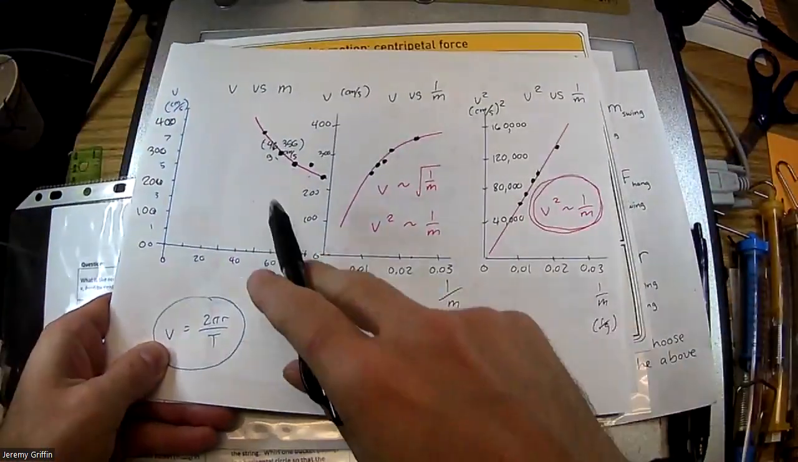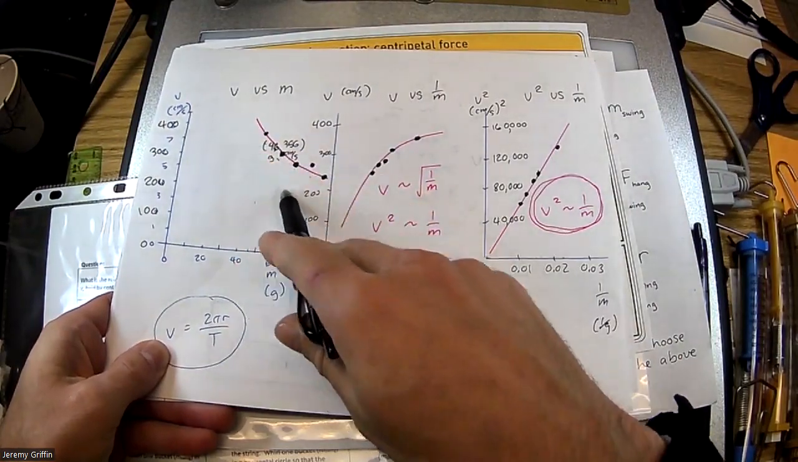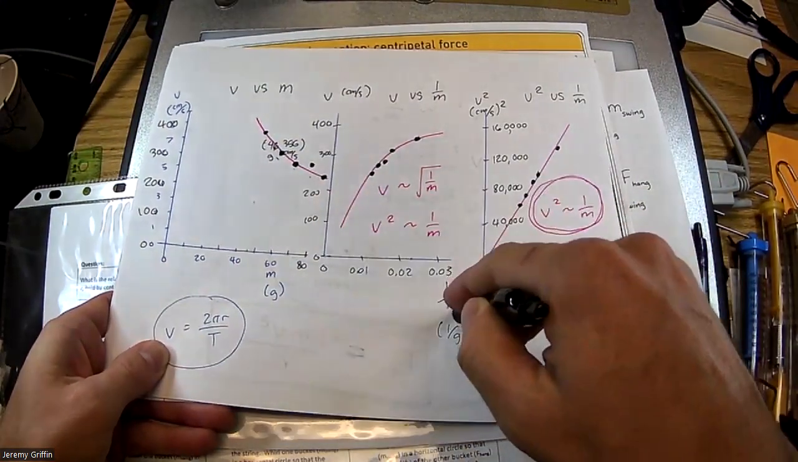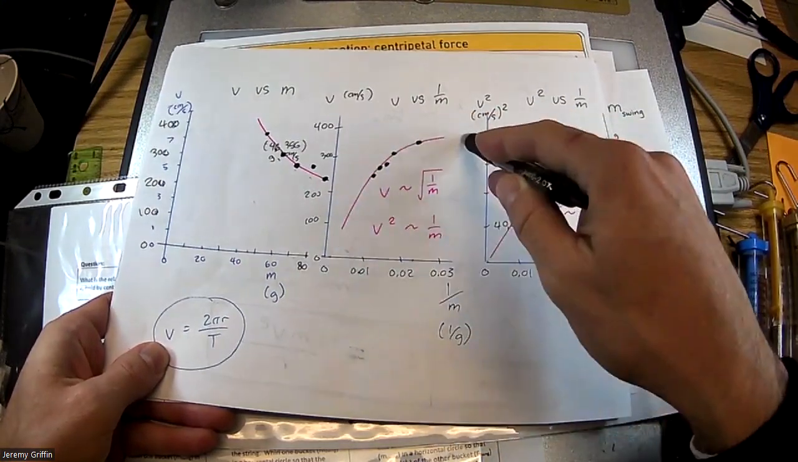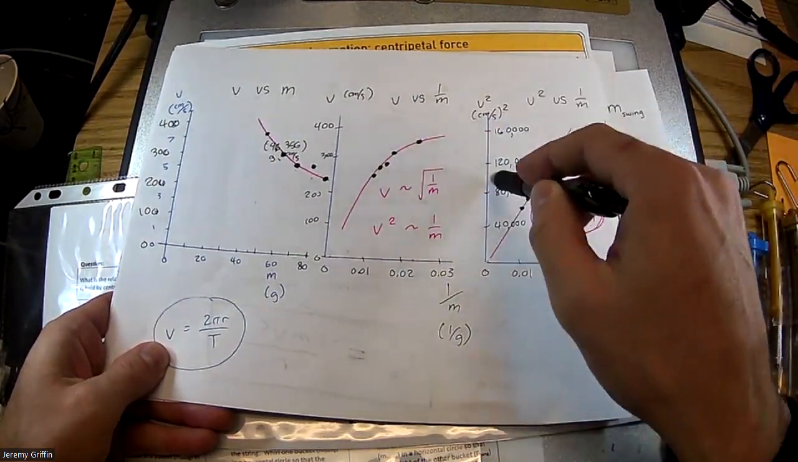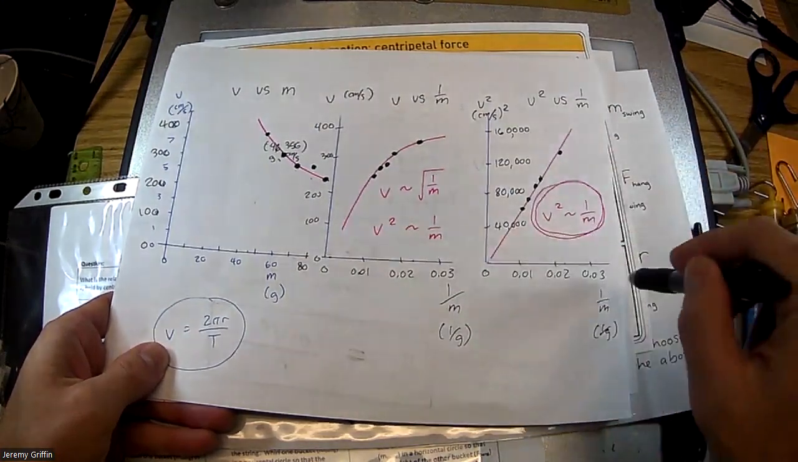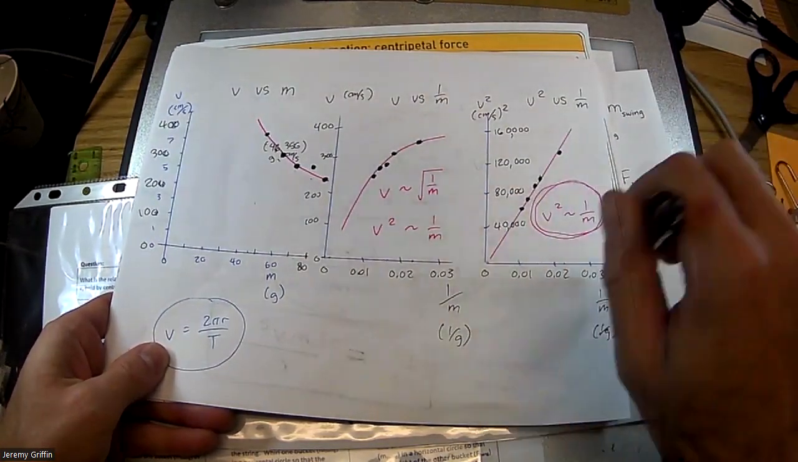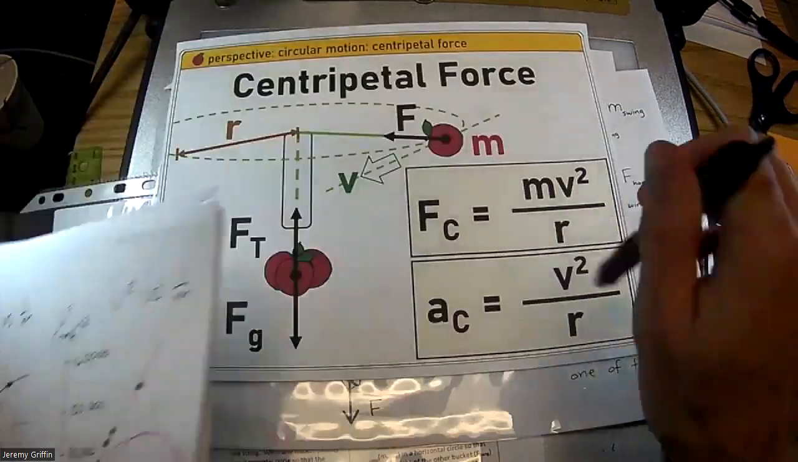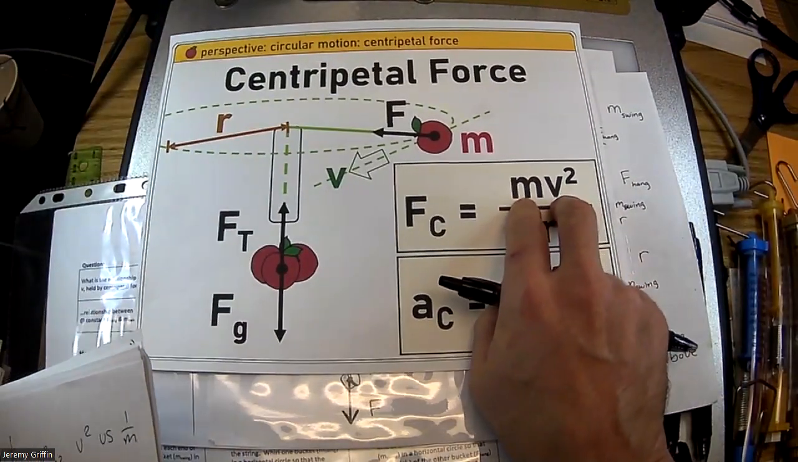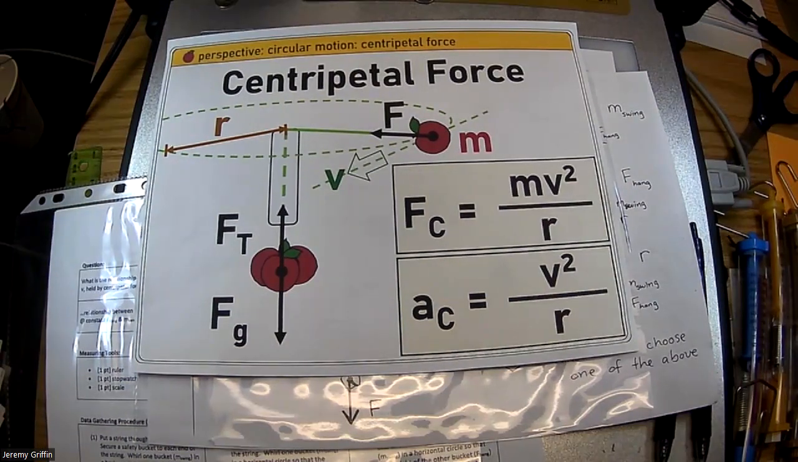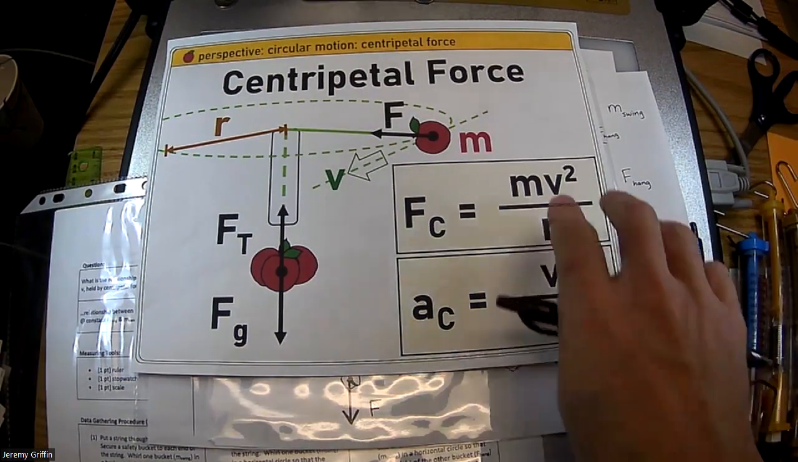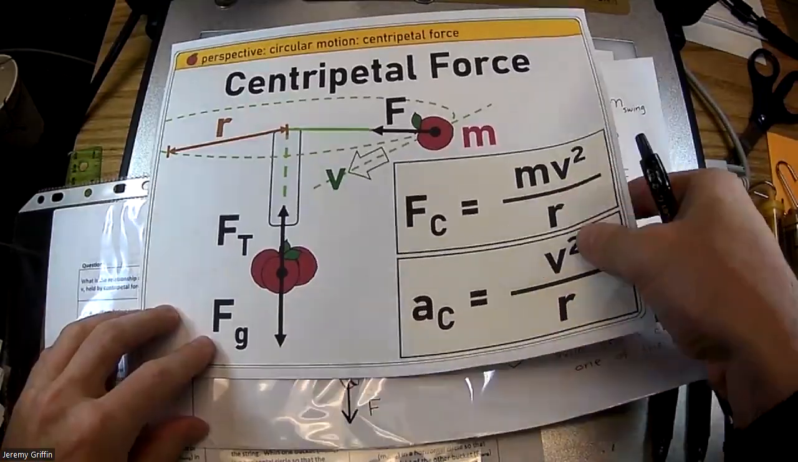So V versus M looked like an inverse, reciprocal type, and then it kind of straightened out, but it still looks like a square root. Then we squared the V, so V squared versus 1 over M. And that was a direct relationship. So V squared is proportional to the reciprocal of the mass. That is consistent with this right here. Anytime 2 variables multiply together, there's some kind of inverse relationship going on. There were a couple other perspectives too. We could put this whole formula together.